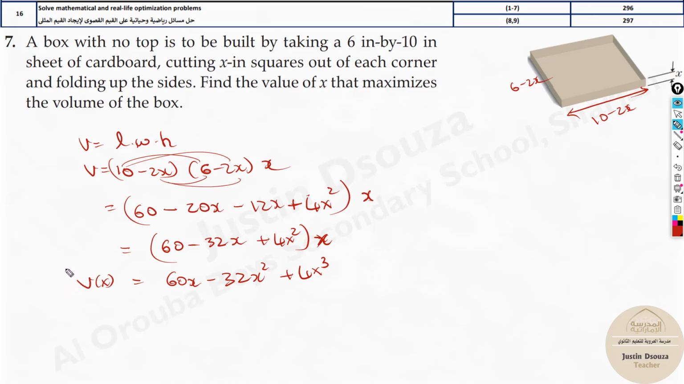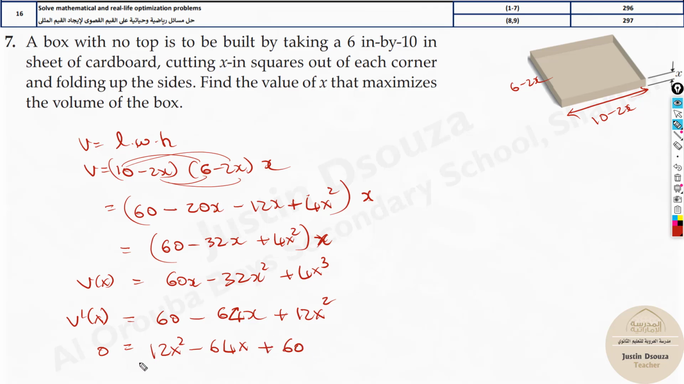Now, how do we find critical numbers? Very simple. Derive this. When we derive it, we get 60 minus, for the x squared term, 2 comes down, so 32 times 2 is 64x, plus 3 times 4 is 12x squared. This is the answer. Now you just have to equate this to 0, and I'll write the highest degree first: 12x squared minus 64x plus 60.